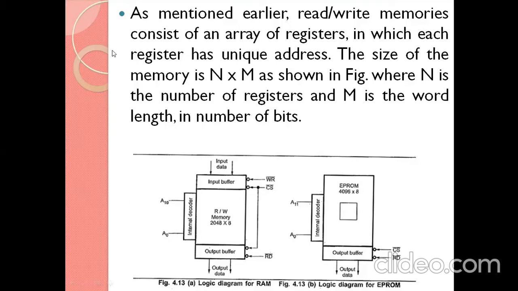The size of the memory is N into M. What N means, here we can see 2048. That is the size of the memory. So N represents the size of the memory. There are 2048 registers available. In each register we can store an 8-bit number. Next, EEPROM 4096. There are 4096 registers available. Each register has one address. In each register we can store an 8-bit number.